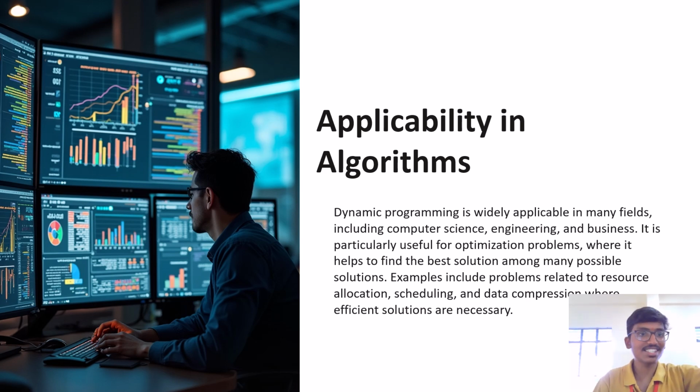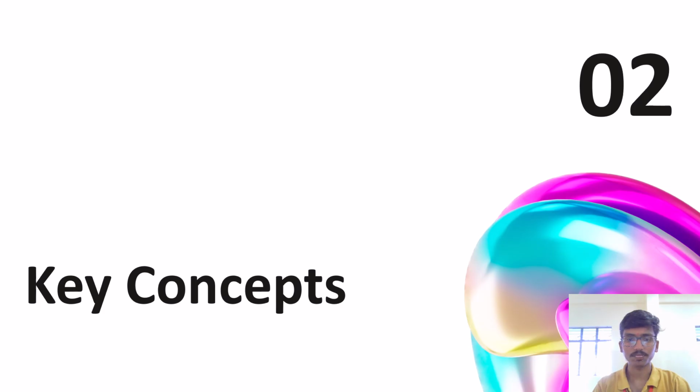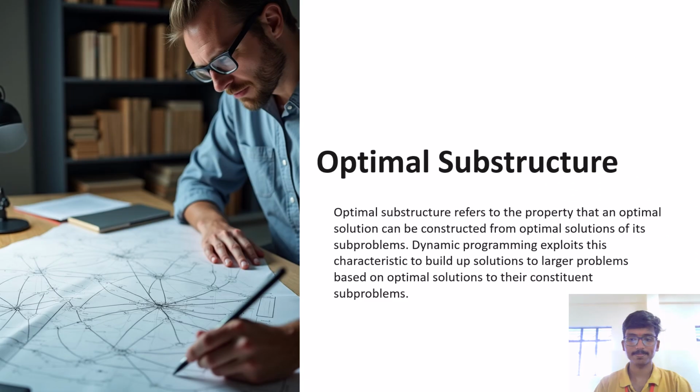businesses. It is particularly useful for optimization problems, where it helps us find the best solution among the possible solutions. Examples include problems related to resource allocation, scheduling, and data compression, where efficient solutions are necessary. Key concepts.